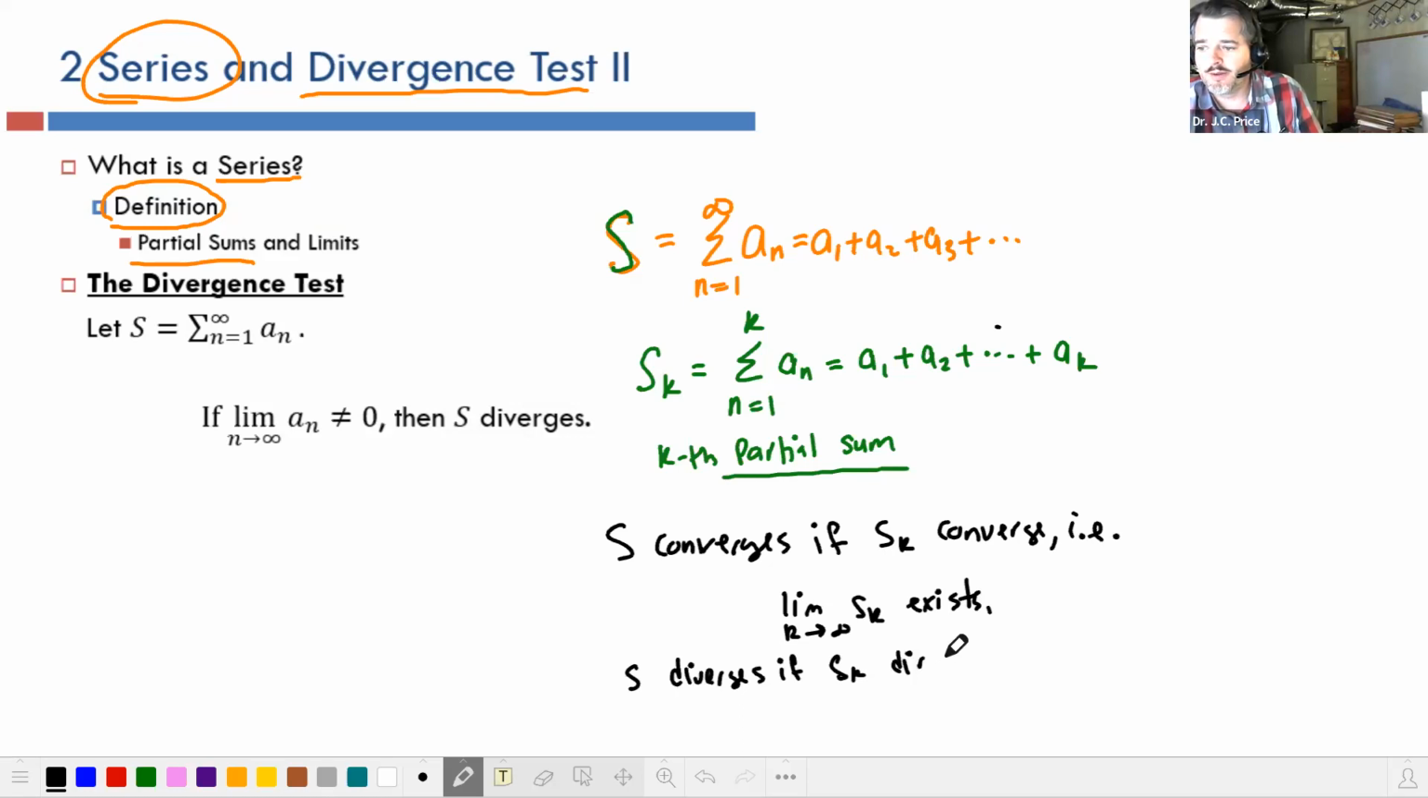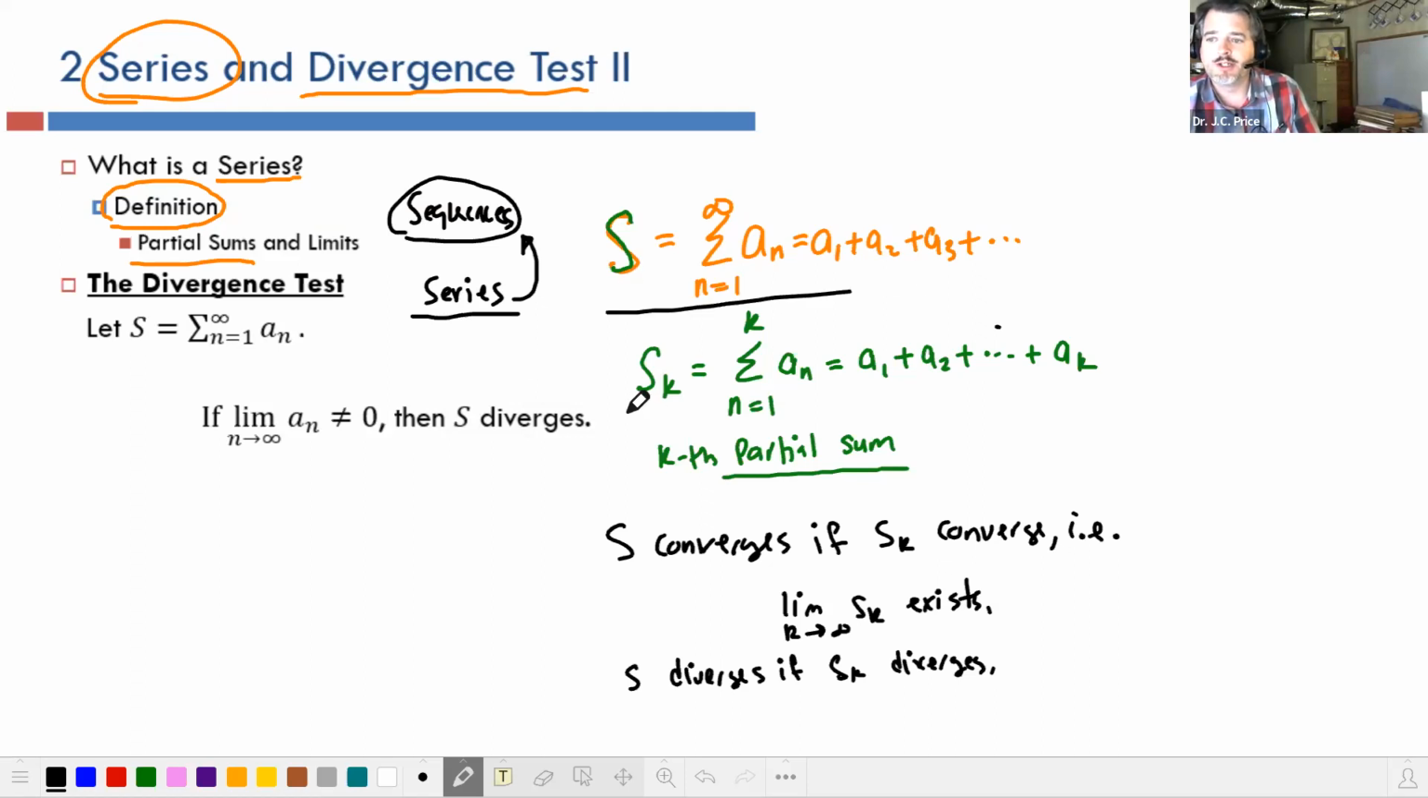So this gets us into why we have to study sequences before we study series. Remember, a sequence is just a list of numbers, whereas a series is a sum. We do sequences first because in order to define a series converging, we have to turn it into a sequence. And so here's our series, and we turn it into a sequence by looking at the partial sums. If the partial sums converge, then we can conclude that the series actually converges.